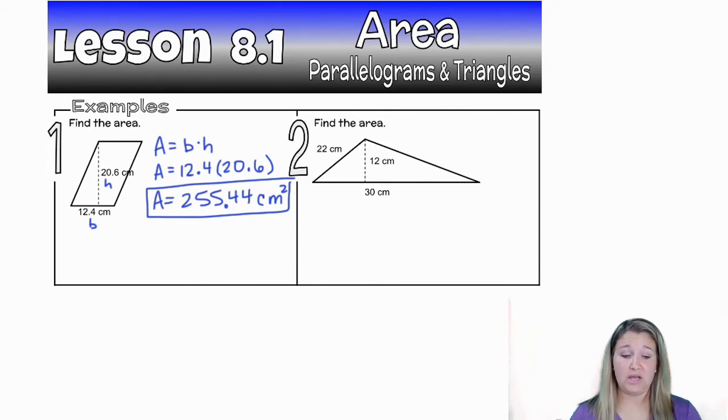So finding the area of this triangle here, I have to determine the base and the height here. Because I'm given 3 numbers. So what you'll notice is that I have the base here and the height here.